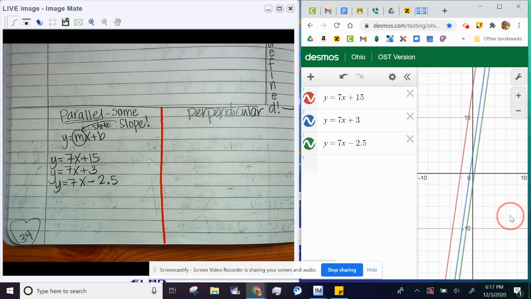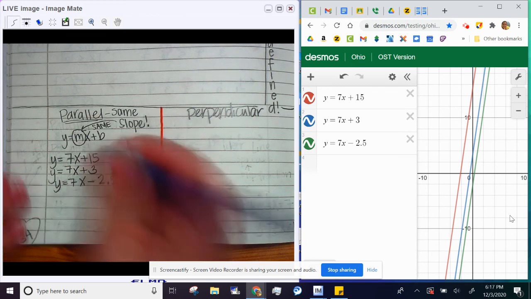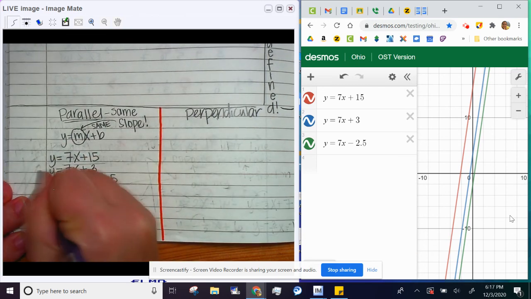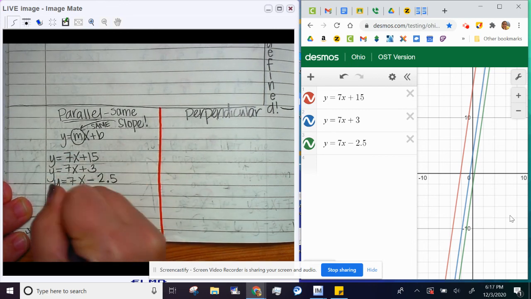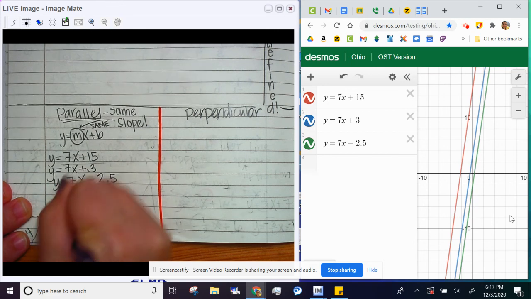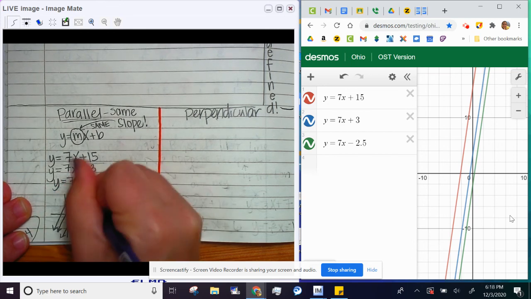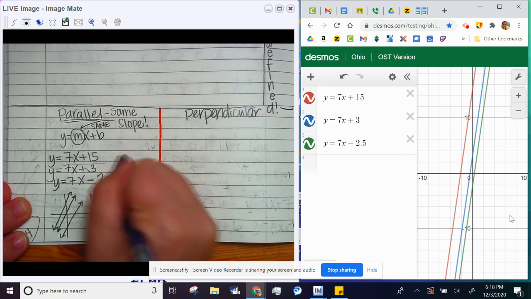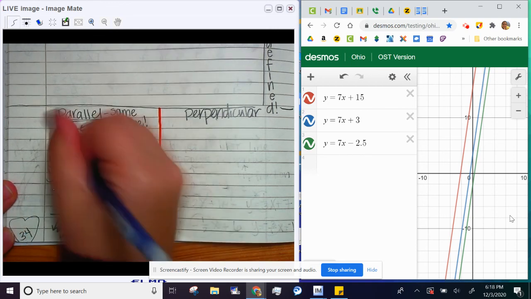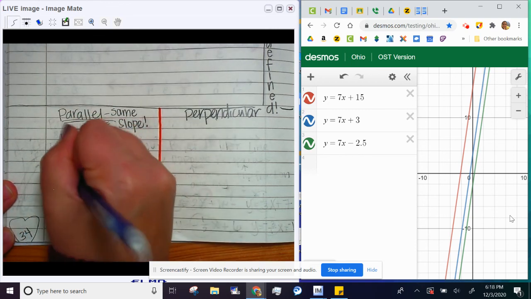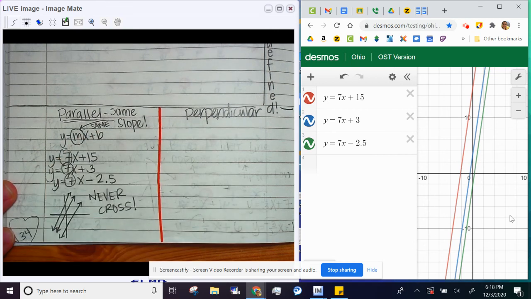So I'm just going to draw a quick sketch of this so I have it. I had one of them that looks like that. One was here, and then one was down here. They are never going to touch, never cross, because that's what parallel means. And the reason why they're all parallel is because the slopes are the same. We could do this with anything.